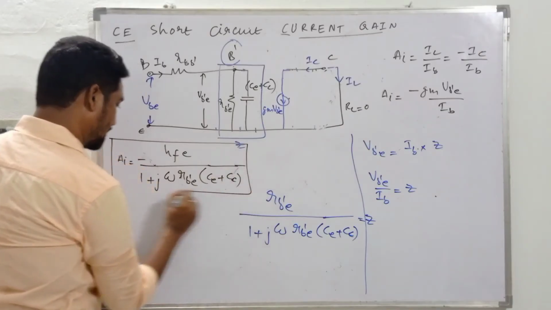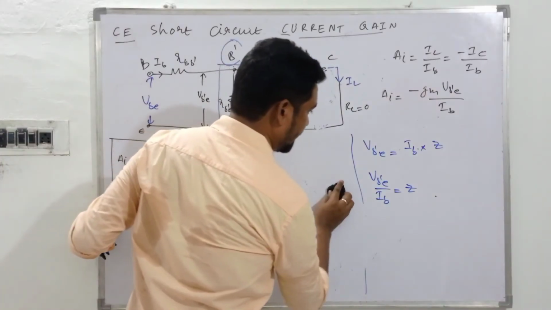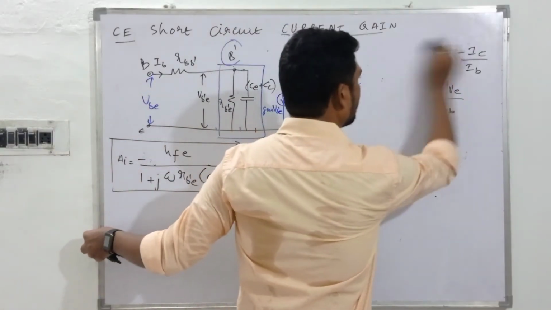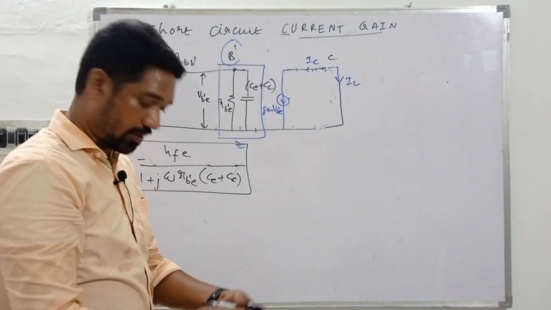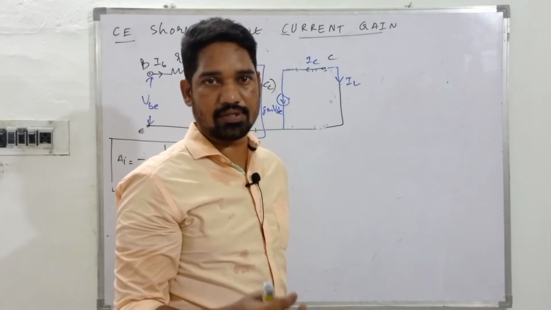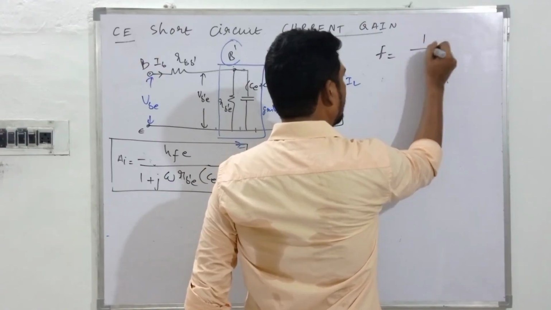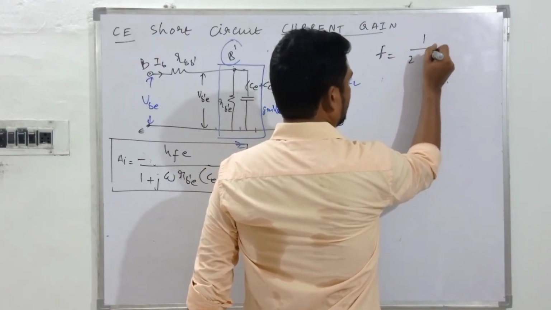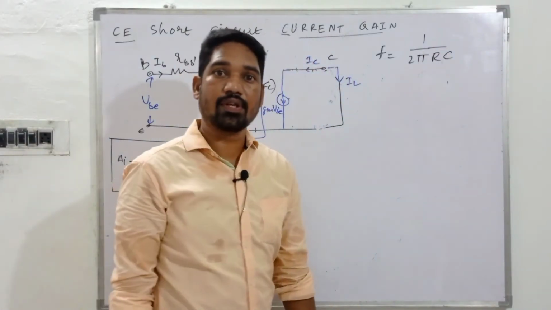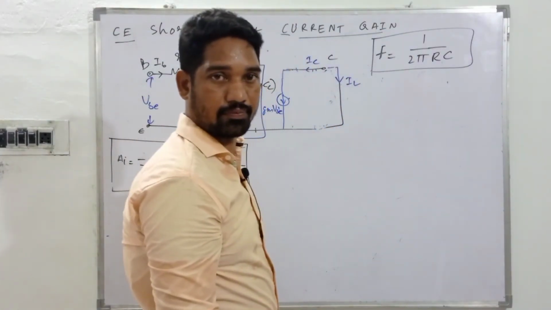We are in search of something else. I forgot to tell you in the beginning itself: for an RC network, it can be proved that the frequency of that network, for a network with a resistance and capacitance, will be 1 by 2 pi RC. The frequency of an RC network can be proved. Yeah guys, we have a proof for this one. Search for that one, right?